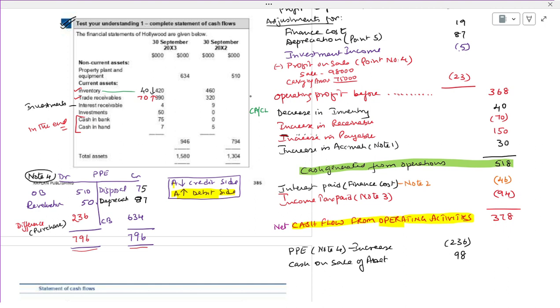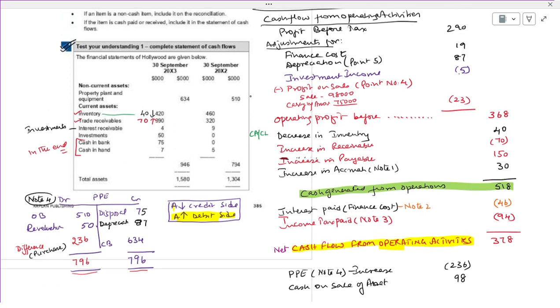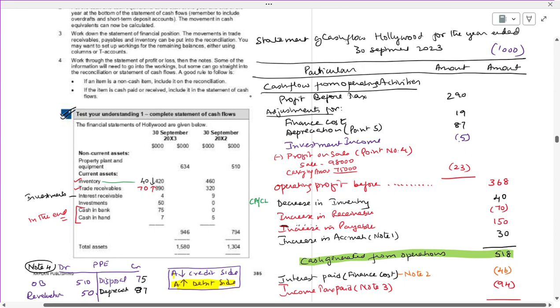Opening balance is how much? 9. Receivables, okay? Opening balance, it is related to investment. It is not a current asset. It is related to investment. How much is the opening balance? 9. Closing balance is how much? 4. In the income statement, we have seen the things.